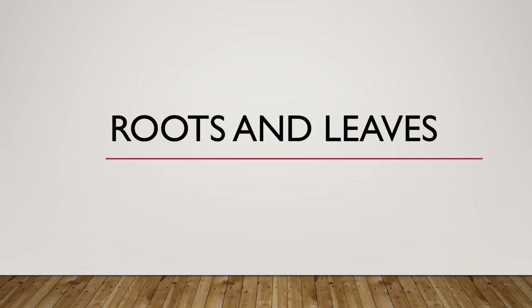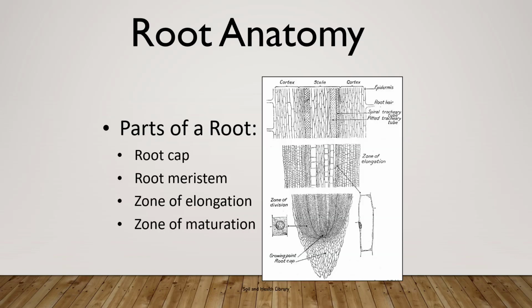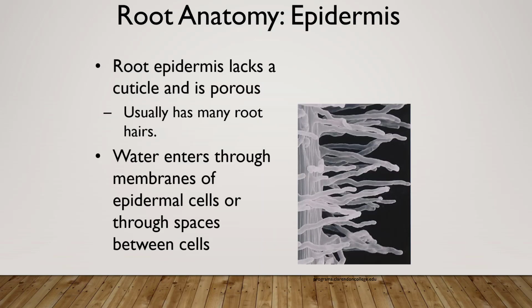We're going to continue and talk about roots and leaves. This is the basic structure of a root. We have a root cap, root meristem, zone of elongation, and zone of maturation. The root epidermis is the outer portion of the root. The root doesn't have a cuticle like leaves and stems do. It's porous. There are usually many root hairs.